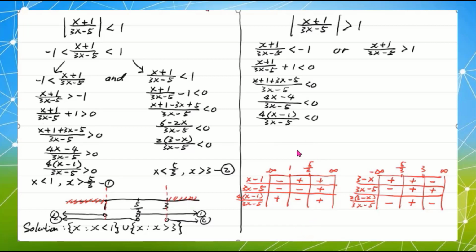Now based on the table just now, we found that the set of values of x for less than 0 is the section that produces negative. So therefore, the set of values of x for this inequality is when x is greater than 1 up to 5/3.